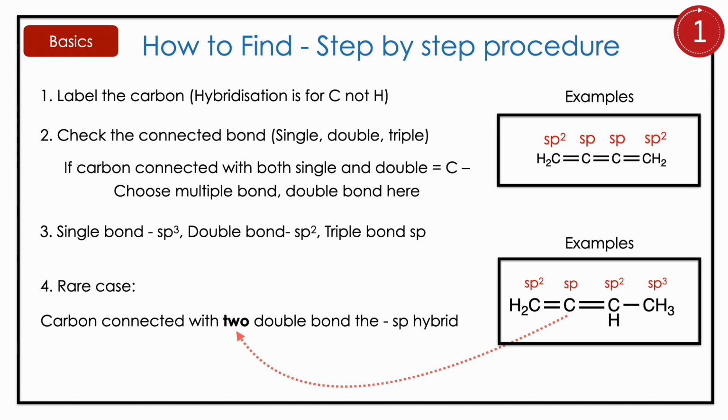Then the rare case, a carbon may be connected with two double bonds. That carbon is sp hybrid. So you should follow these steps to find the hybridization. Here I have given two examples. Those are hypothetical molecules. You can solve them step by step and find the procedure.